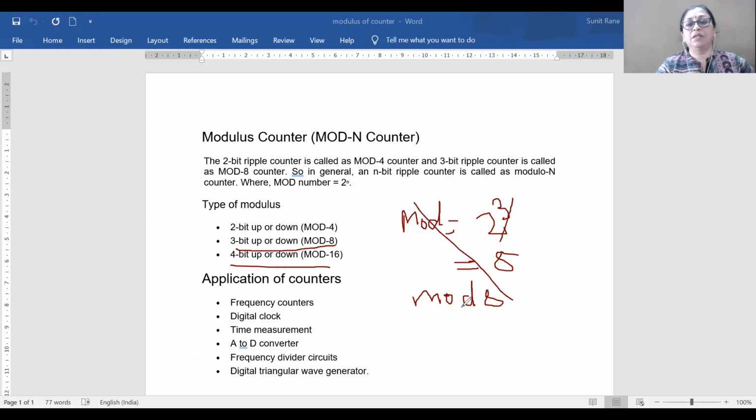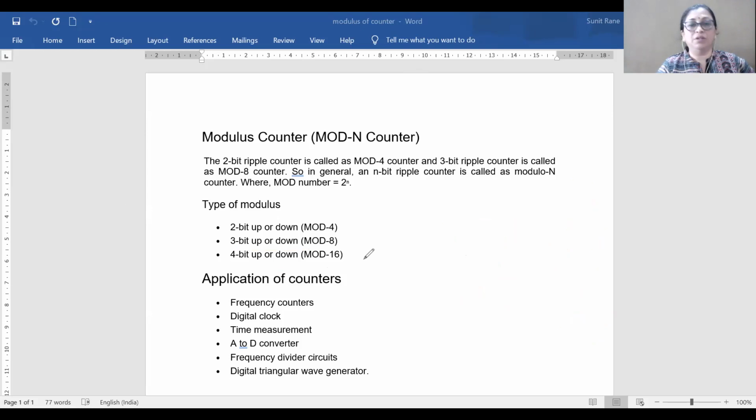Now the question is whether all these counters count in multiples of 2. This is not so. You can even have a mod 3 counter, mod 5 counter, mod 7 counter, mod 6 counter, etc. But you will require some external additional logic for it. Mod 3 means it is capable of counting 3 states, mod 5 means 5 states, mod 7 means 7 states, etc. So this is all about the modulus of the counter.